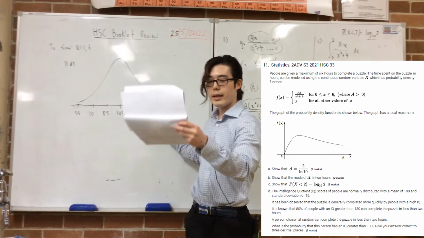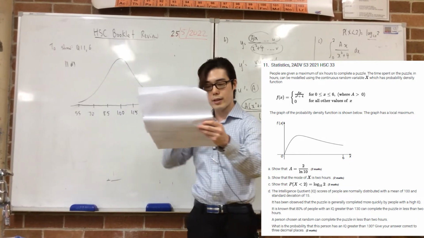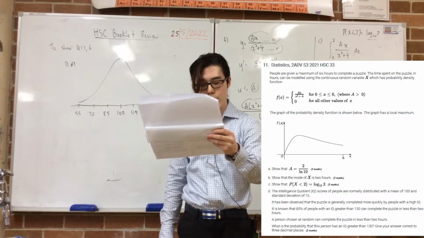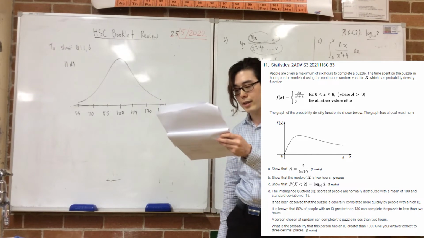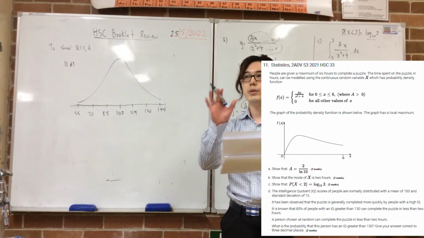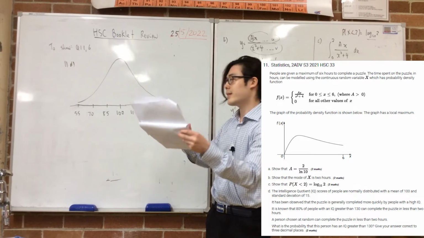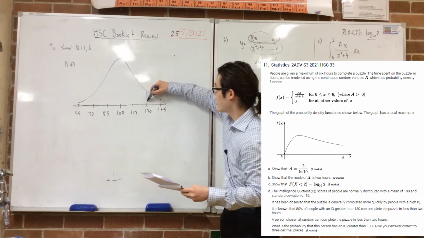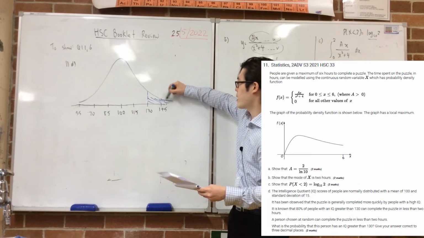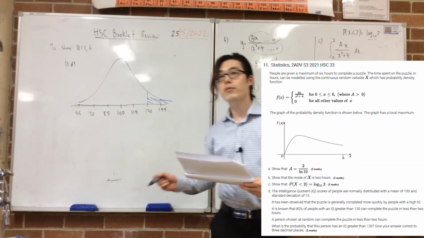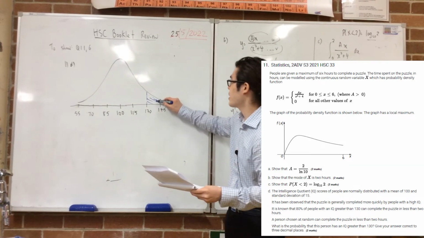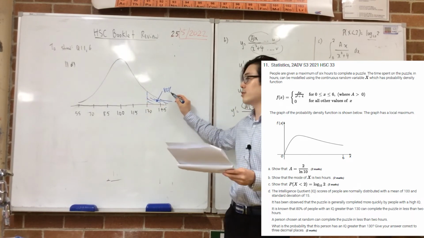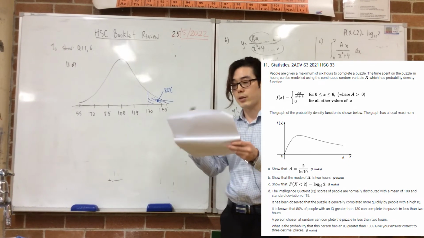Now, girls, it has been observed that the puzzle is generally completed more quickly by people with high IQ. It is known that 80% of people with an IQ greater than 130 can complete the puzzle in less than 2 hours. Let me read that part again. What that means is, it doesn't mean all of them can complete the puzzle in less than 2 hours. It means 80% of anyone above IQ 130 can complete the puzzle in less than 2 hours. Does that make sense? That's the one part that I was confused about.